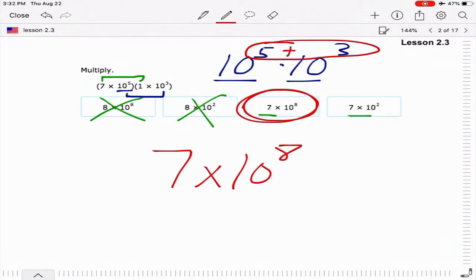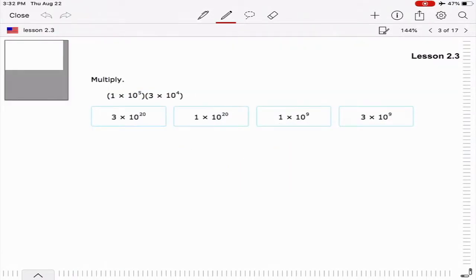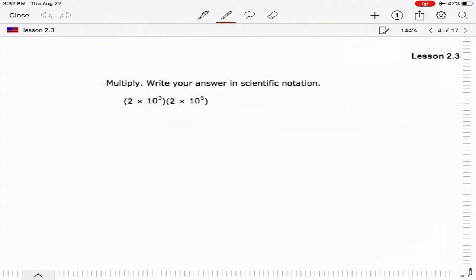So this is my answer right here. Do not multiply your exponents. So try the next few on your own. Pause this video, and then we'll do this one together.